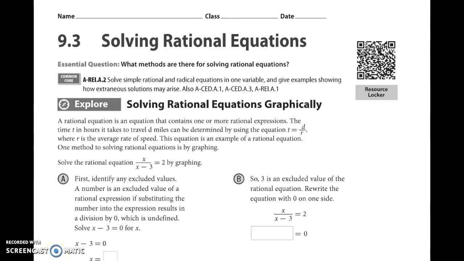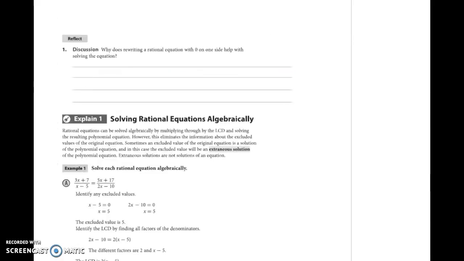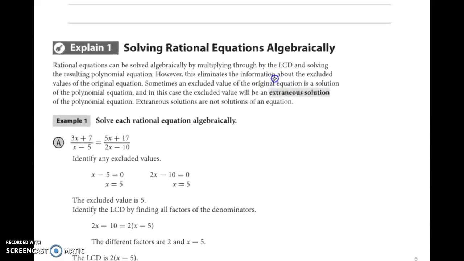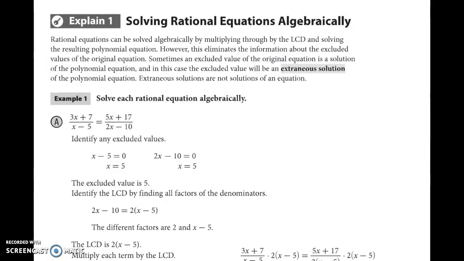Today I'm going to go over Module 9.3, Solving Rational Equations. The essential question is, what methods are there for solving rational equations? I'm actually going to go to page 454, which is the next page, and go over Explain 1 and talk about how to solve rational equations algebraically. So let's get started and read through this.